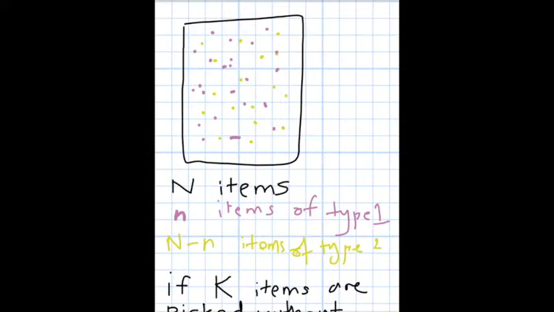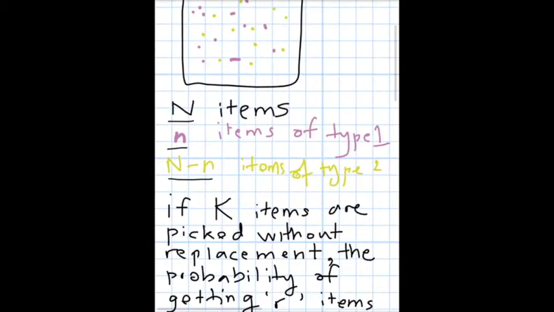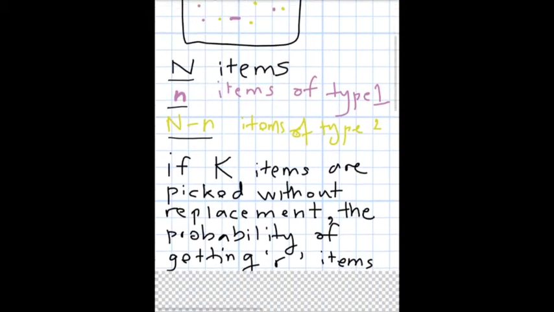Let's now introduce the hypergeometric distribution, which is a discrete distribution. Say we have uppercase N items in a bag, and there are lowercase n items of type 1 and the remaining items of type 2. Now if we pick k items without replacement, the probability of getting r items of type 1 and k minus r items of type 2 is given by the hypergeometric distribution.